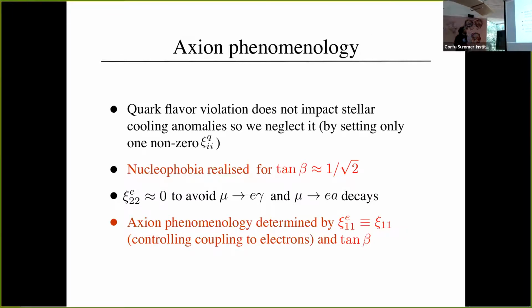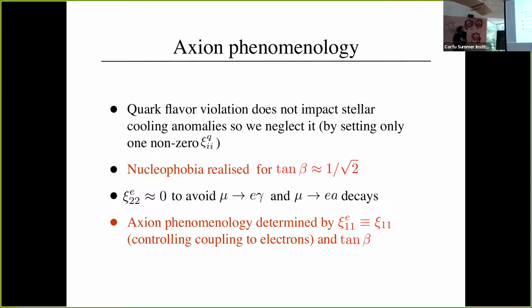So let's now go to axion phenomenology, just discussing some benchmark models. So first of all, we neglect quark flavor violation. This can be done by setting only one non-zero psi in the quark sector. This in principle could be present. In fact, it leads to interesting quark axion phenomenology, but from the point of view of the stellar cooling anomalies, it does not affect much the overall picture. So for simplicity, we neglect this.